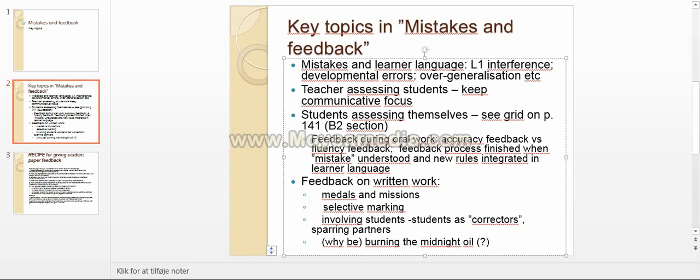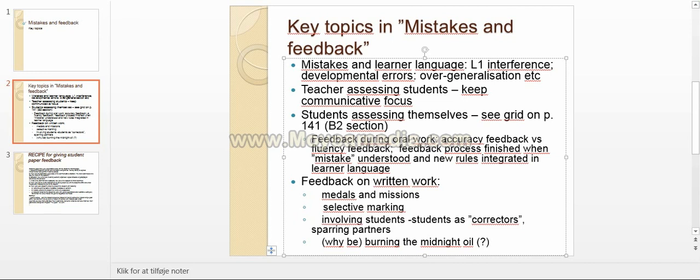When it comes to feedback then during oral work, you can distinguish accuracy feedback and fluency feedback. And you should think about your feedback process as ended when the student has understood things and the rules have really been integrated into the learner language, which you can of course keep track of by listening to the students' spoken performance, but of course also looking at the students' written work.